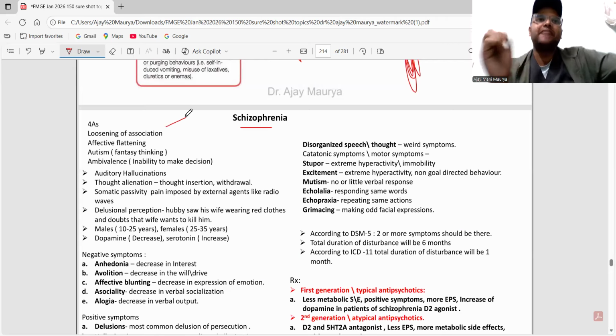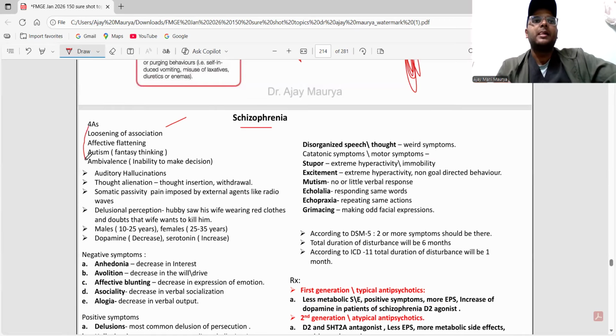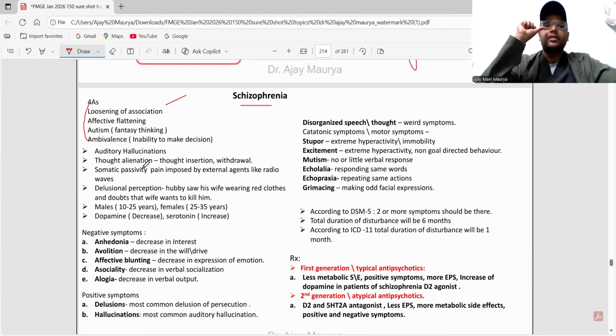First is the loosening of association, next is affective flattening, autism, and ambivalence. These are the four A's of schizophrenia: loosening of association, affect, autism, and ambivalence. But the main things, I will tell you.